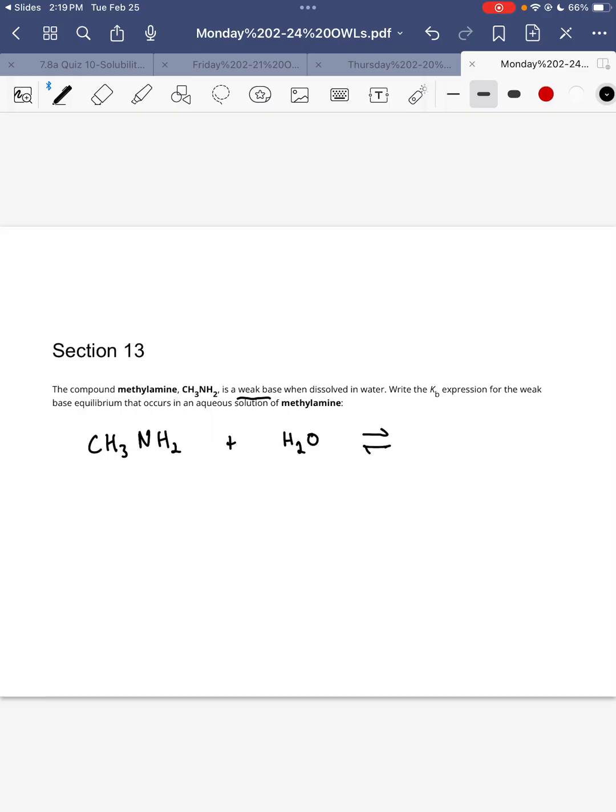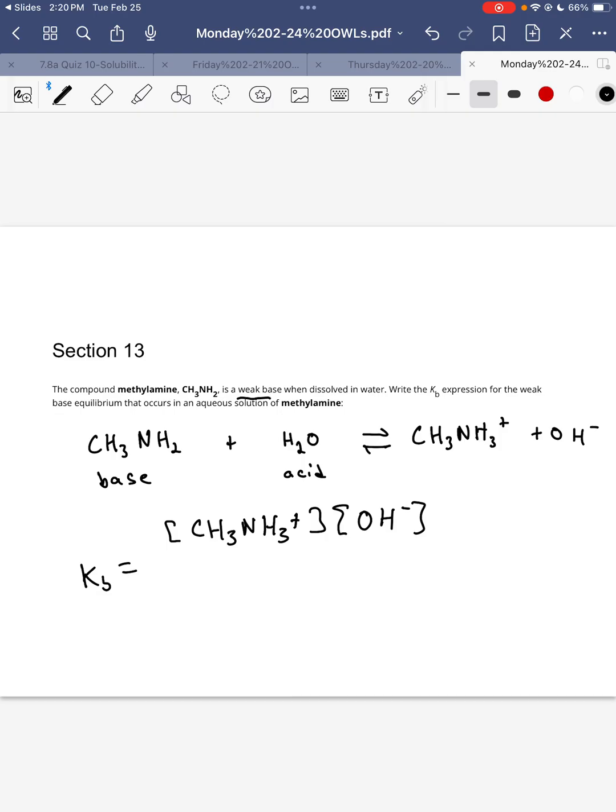And since my methylamine is a base, it is accepting a proton, making it H3 instead of H2. And my H2O is acting as the acid, donating a proton. My base accepted a proton. And so that is going to be my Kb expression. If I wanted to solve for Kb, I could then go in and write out my formulas here, but that's not really what I'm asked to do. I'm just asked to write the full expression. So I'll stick with that.